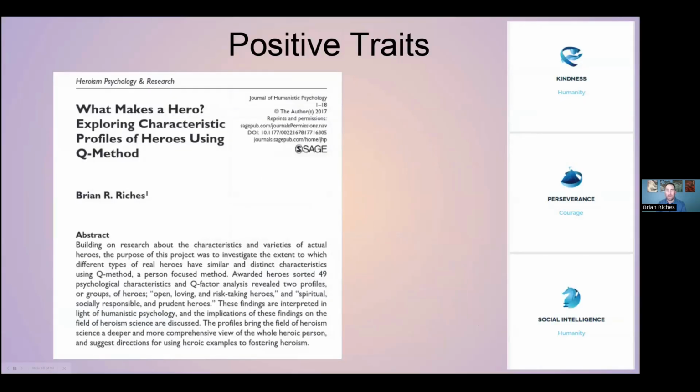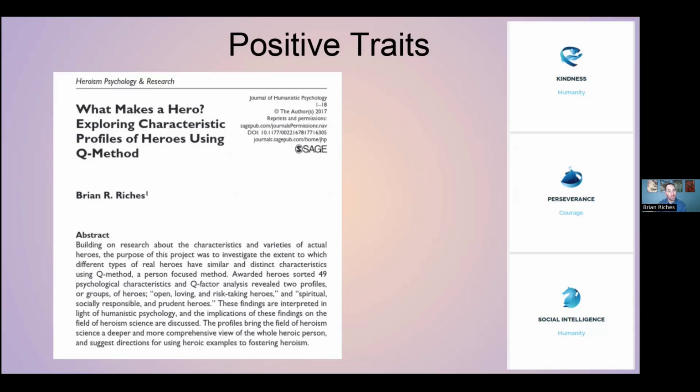So I did a study of heroes and looked at their character strengths. I expected that I would find everybody kind of fell under one category, that they all kind of shared characteristics. And there were some shared characteristics, which was really interesting. But I also found there were basically two other categories. One was open, loving, and risk-taking heroes. They had those character strengths as really big. And then the other one was spiritual, socially responsible, and prudent heroes.